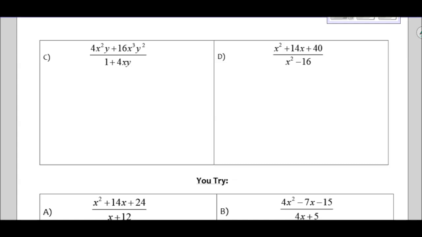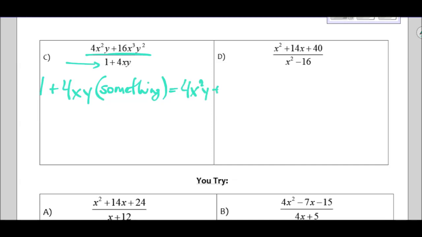Okay, the next one involves working backwards a little bit, thinking about this being multiplied times something. 1 plus 4xy times something to end up equaling the stuff on top. And I really just want to look at the second term. I'm thinking about this. Actually, I'm going to put this in parentheses, that's kind of important. This gets multiplied times something to give us that.